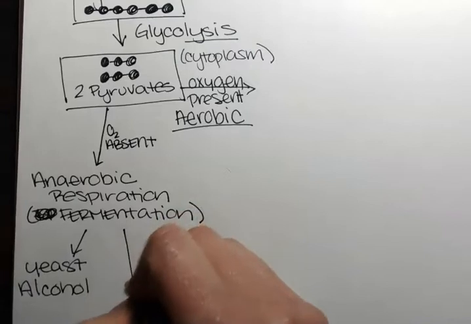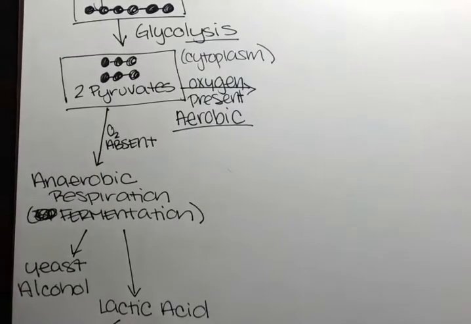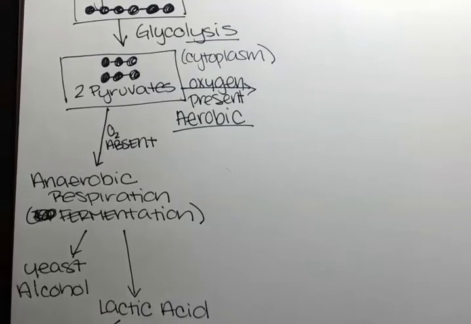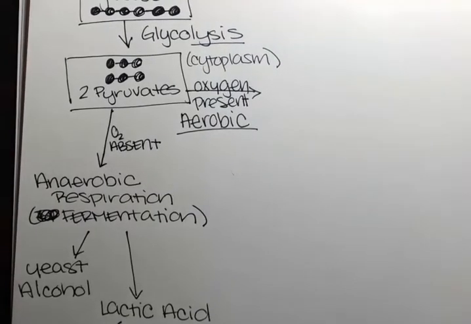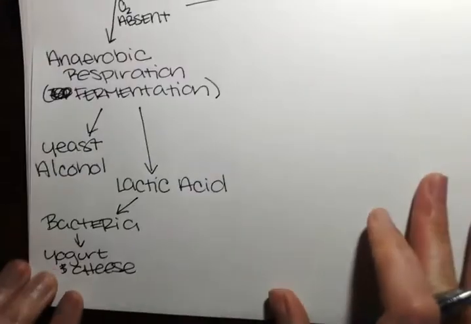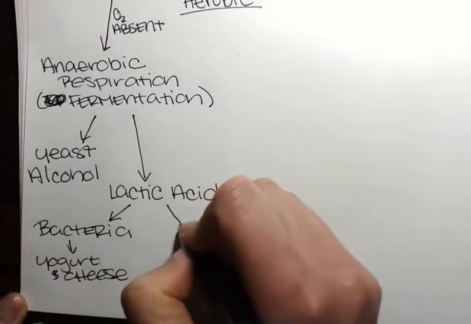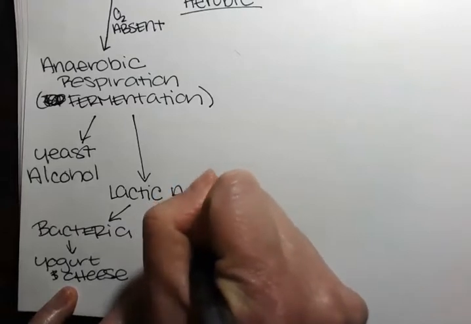The other type of fermentation is lactic acid fermentation. And this one's interesting. It occurs in bacteria, and when they do it, we use it to make things like yogurt and cheese. One of my favorite things. Sorry, you can't see what I'm writing. Yogurt and cheese. Another organism that does lactic acid fermentation are humans or animals.